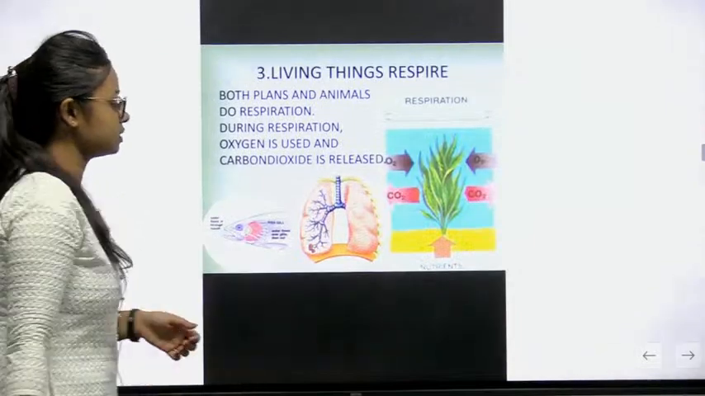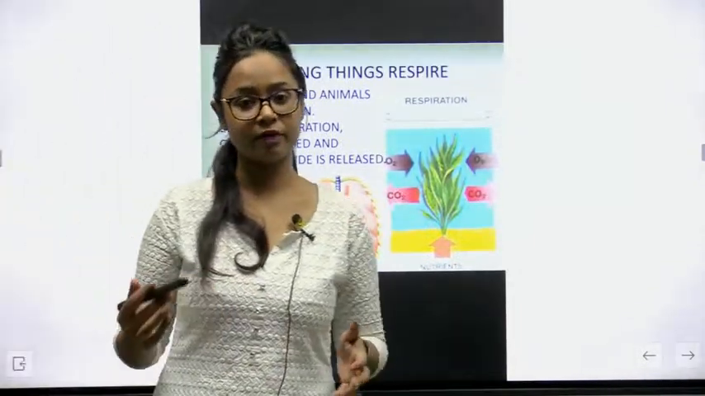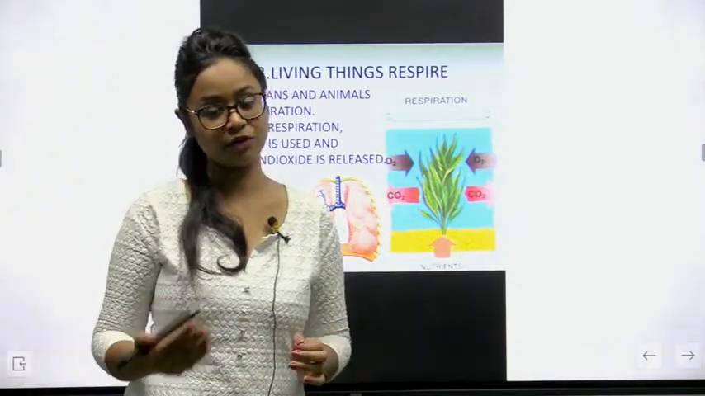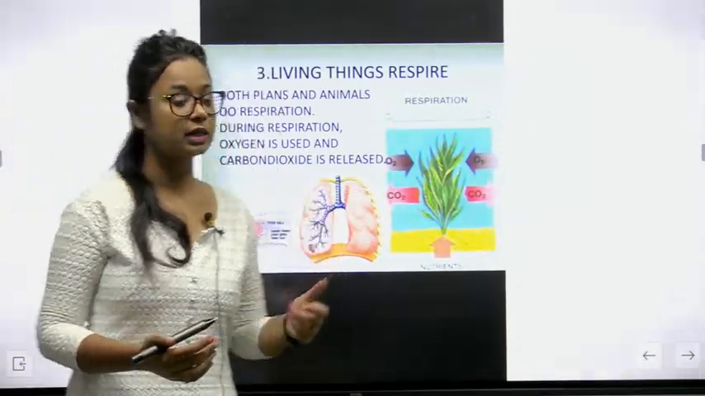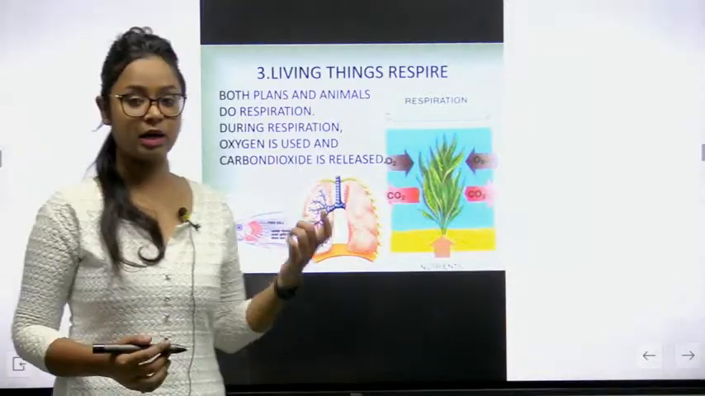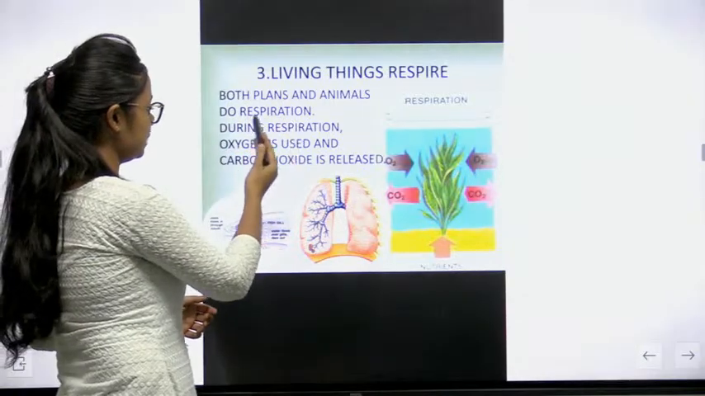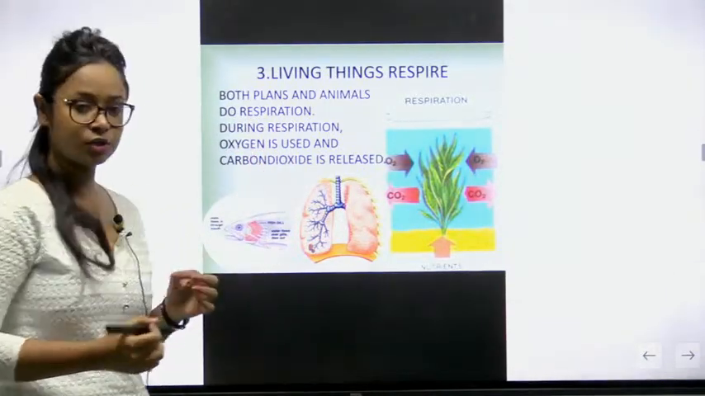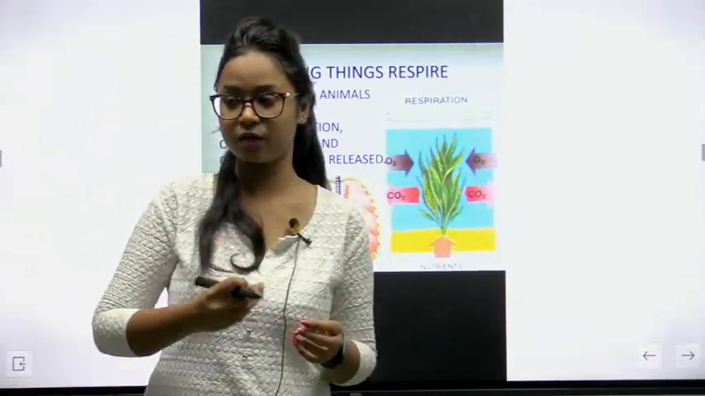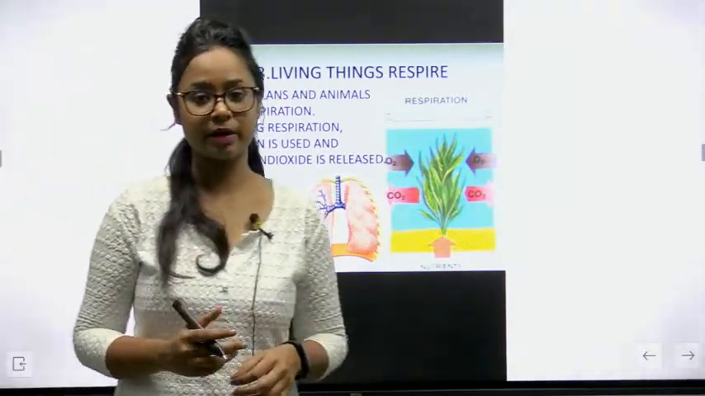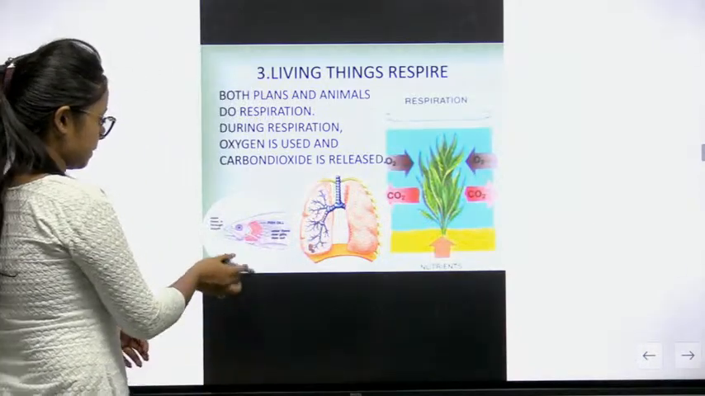Now living things respire. They respire in different ways, but every living thing respires. For example, if I talk about fishes, they respire through their gills, right? Human beings with their lungs. Okay, so both plants and animals do respiration. During respiration, oxygen is used. You all know, we take oxygen and release carbon dioxide. So oxygen is used and carbon dioxide is released.